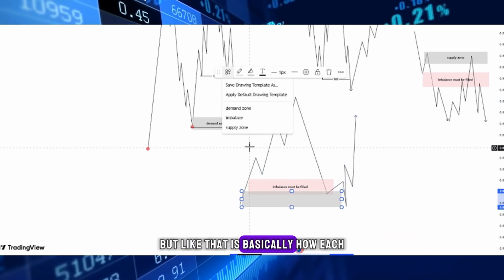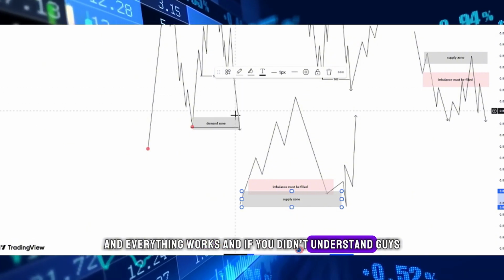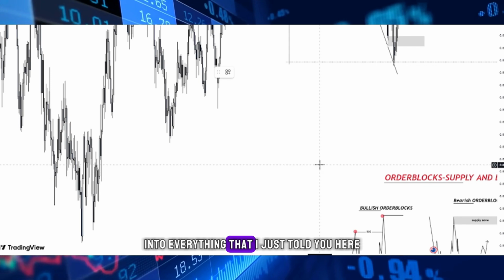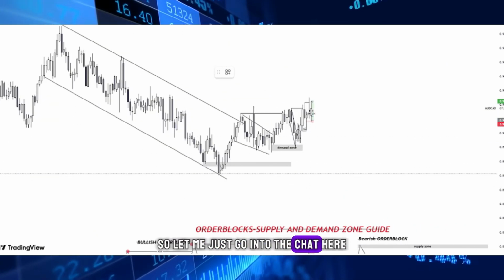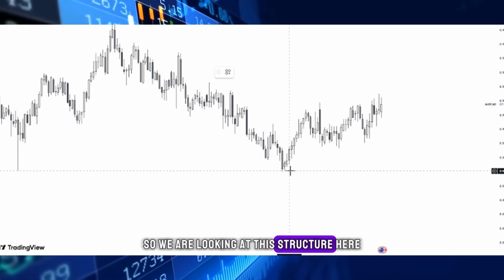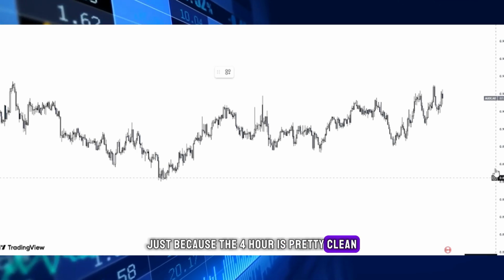But that is basically how each and everything works. And if you didn't understand, guys, we have a course whereby I go deeper into everything that I just taught you here. So let me just go into the charts here. Let me just remove everything. So we are looking at this structure here. Let me just look at the 4 hour, just because the 4 hour is pretty clean.